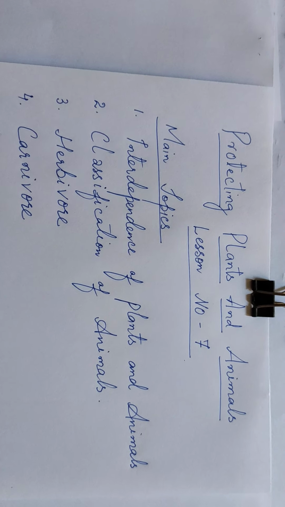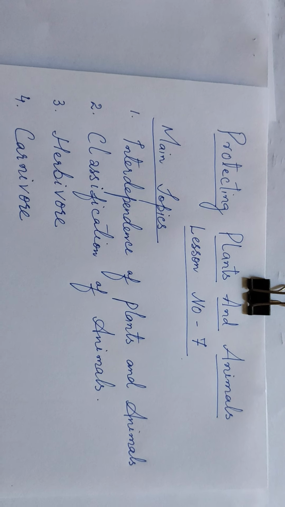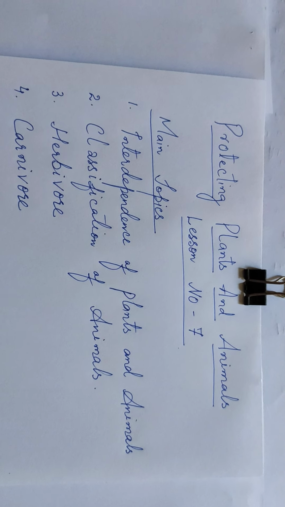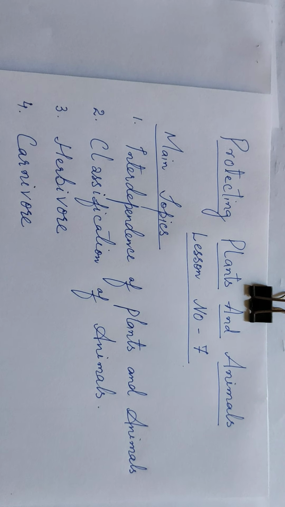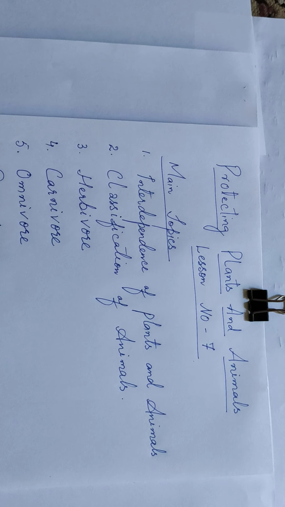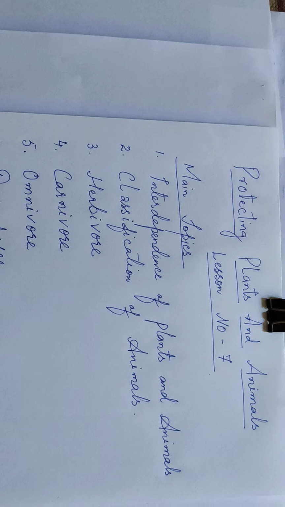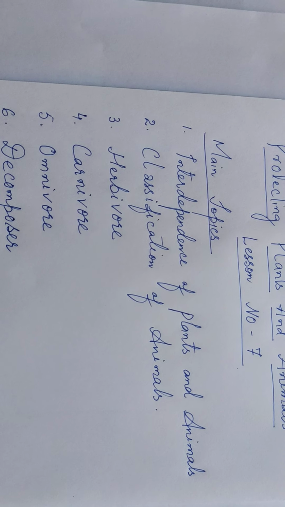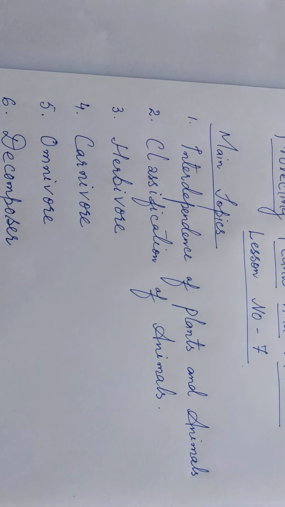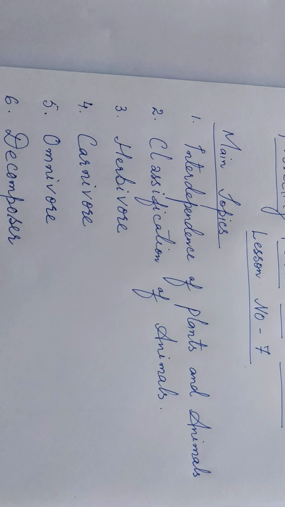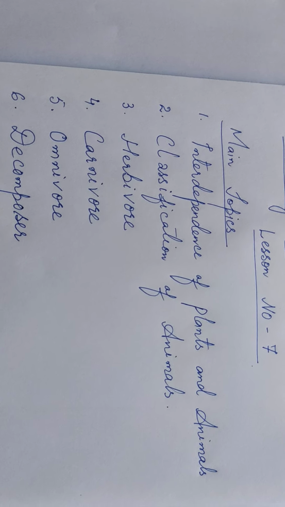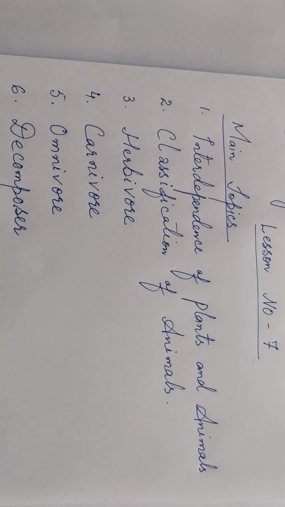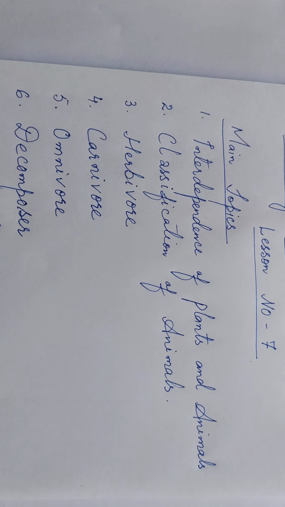In the classification of animals, animals depend on plants directly or indirectly for their food. We can divide animals into four categories according to their eating habits, and these are, first, the herbivores. Animals that eat only plants are known as herbivores, for example, cow, sheep, goat, elephant and deer.